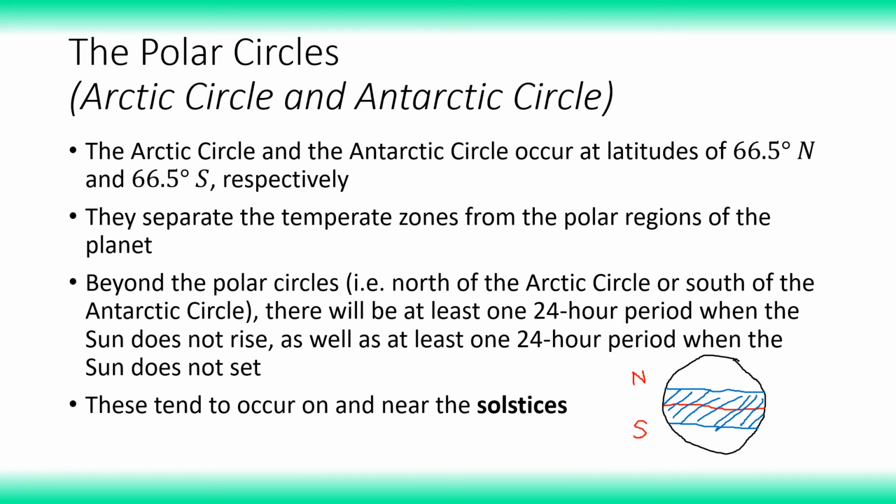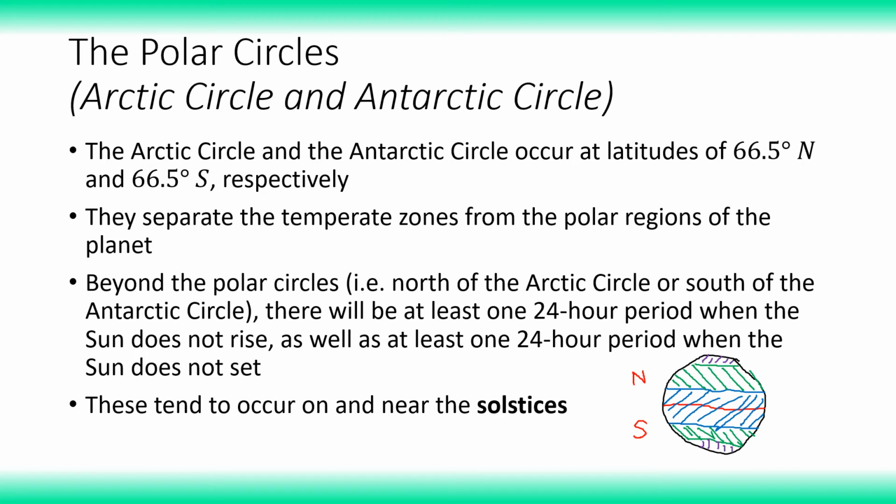Then north and south of the tropics, so in this area right here, are the temperate zones. So this would be the northern temperate zone right up here, and the southern temperate zone down here. Like that. And then beyond that are the polar regions themselves. So we've got the northern polar region up there, and we've got the southern polar region down there.